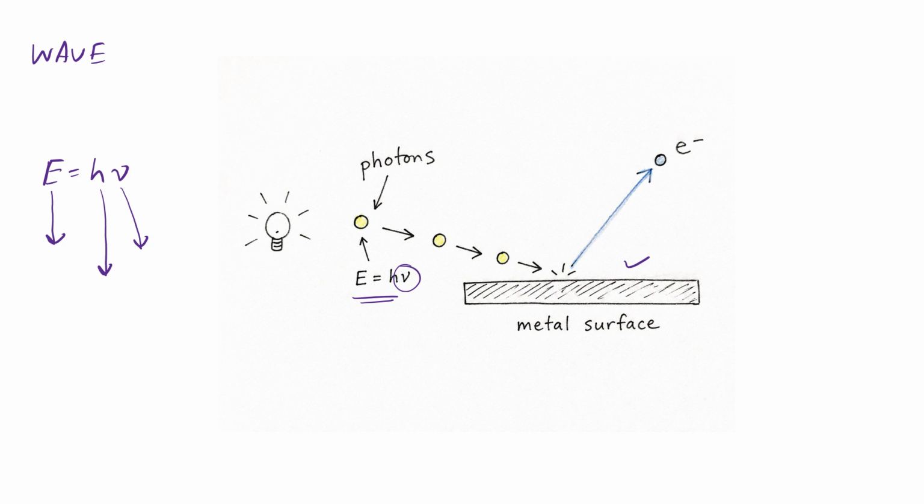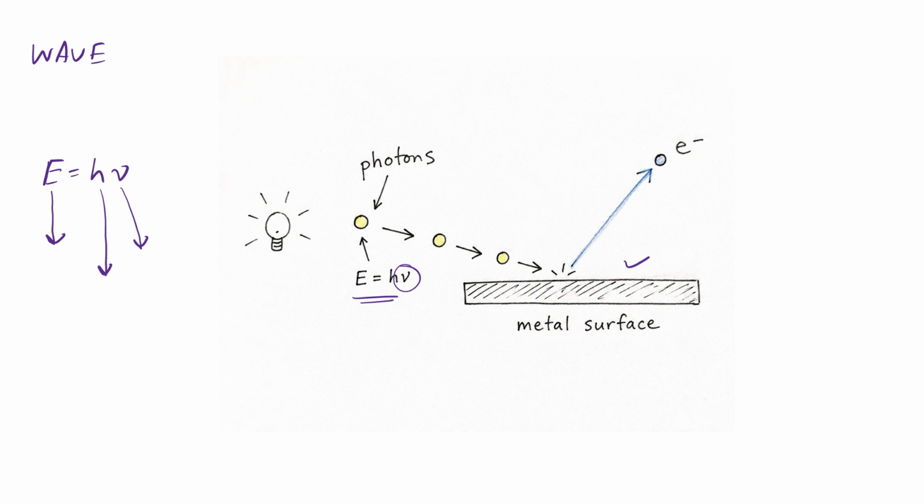So let's say you have yellow light, and even if it is very bright, you will not see any photoelectric effect if the work function is higher than the frequency of the yellow light, right? So frequency is the key.